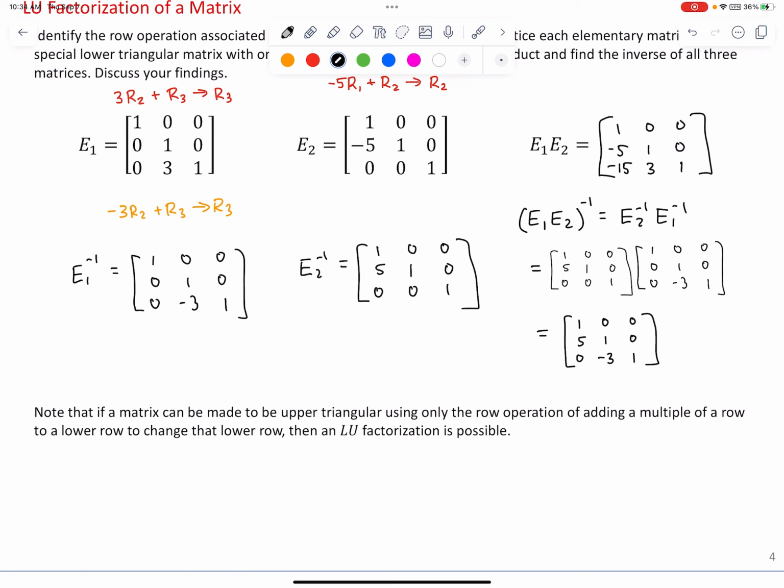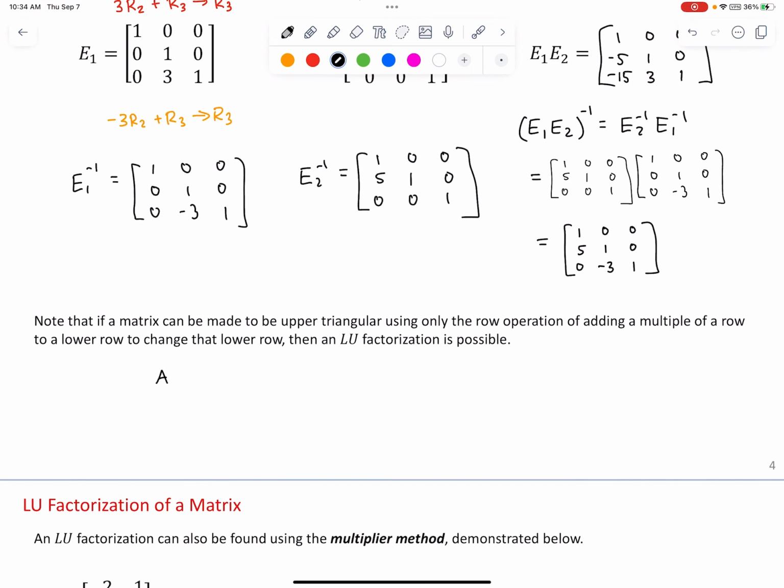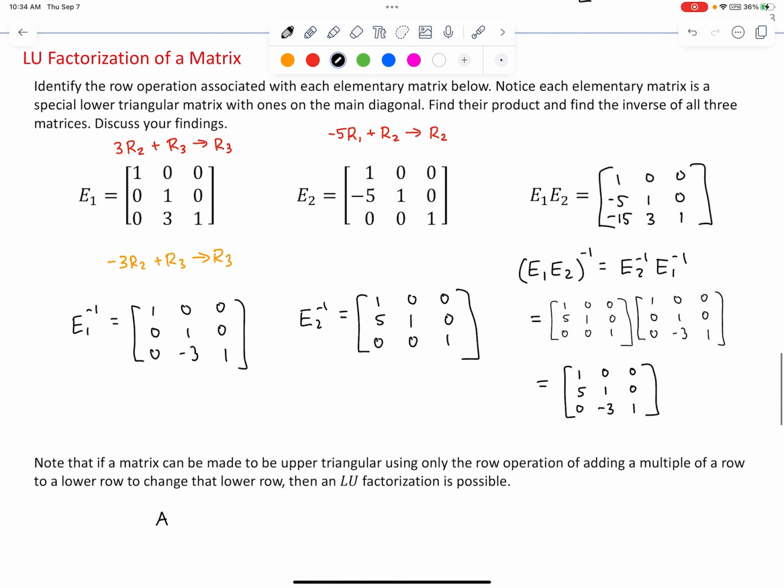So suppose we start with some matrix A. We do only row operations where we add a multiple of a row to a lower row to change that lower row, right? That's exactly what these E's are doing up above. You're adding a multiple of one row to a lower row to change that lower row, and it winds up producing these elementary matrices that are these special lower triangular matrices. I say special because they have 1s on the main diagonal. And we know that their products and their inverses are also these special lower triangular matrices.